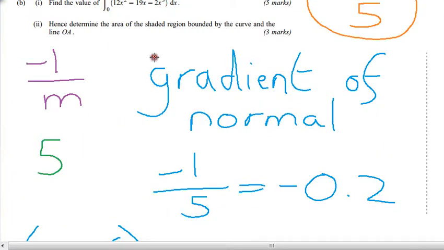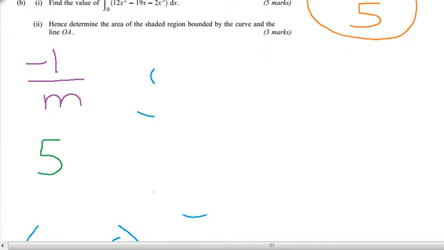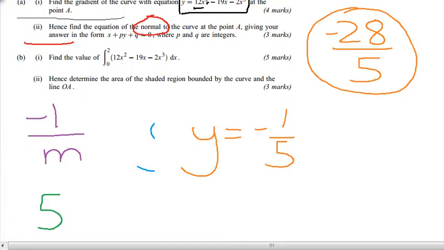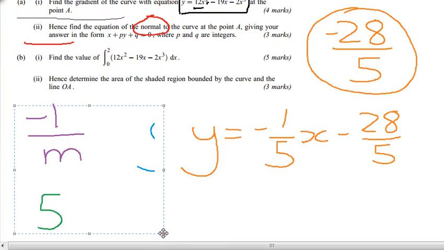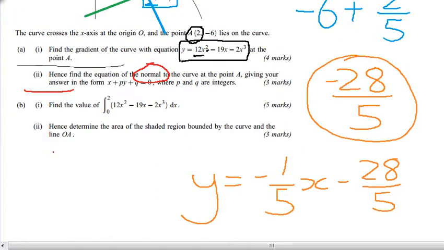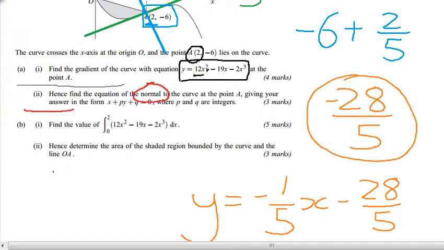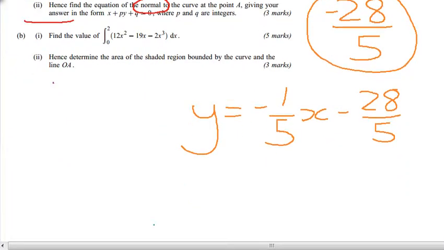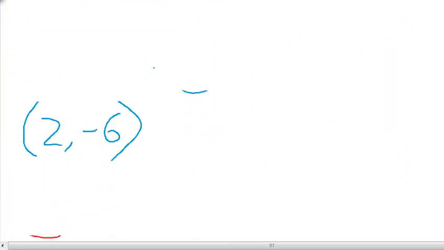Then we can write down our equation: y equals minus a fifth x minus 28 over 5. That's what we can write down legitimately. There is another way. If you can't do that intuitively, then there is another way which uses a formula which you will have seen before, or you should have seen before.